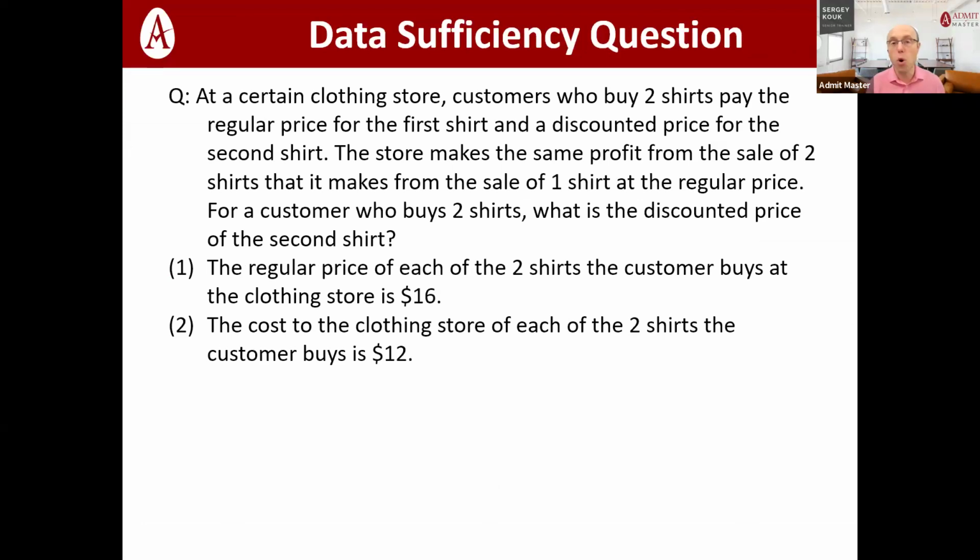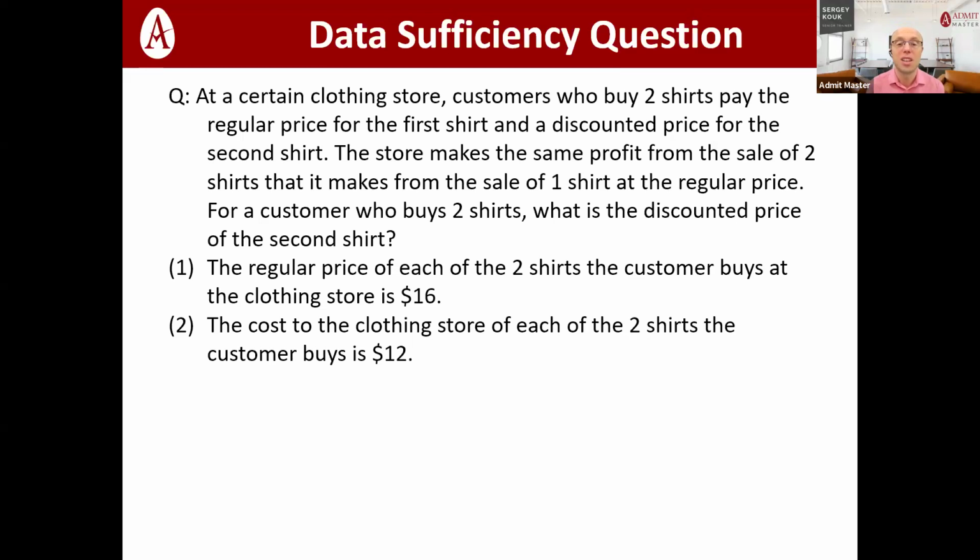These questions were borrowed from the old test as well. They've just been restructured, and now they're part of the new test, of the new section on the test. So here is what the question is saying. At a certain clothing store, customers who buy 2 shirts pay the regular price for the first shirt and a discounted price for the second shirt. The store makes the same profit from the sale of its 2 shirts as it makes from the sale of 1 shirt at the regular price. For a customer who buys 2 shirts, what's the discounted price of the second shirt?